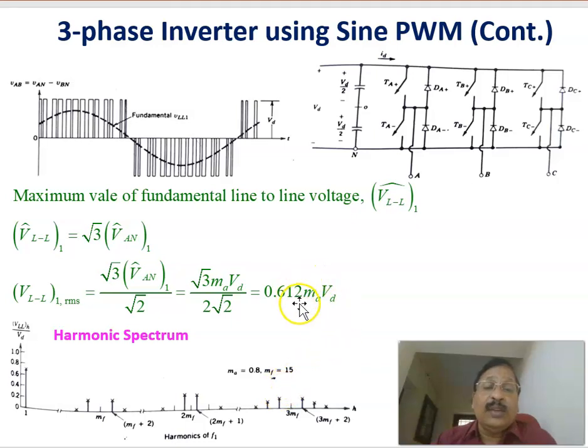You can change the fundamental output voltage magnitude by changing the modulation index, and you can change the frequency by changing the frequency of the modulating, reference, or control signal. Thereby you can get a variable voltage, variable frequency output with low harmonics. So that is the advantage of the three-phase inverter using sine PWM.